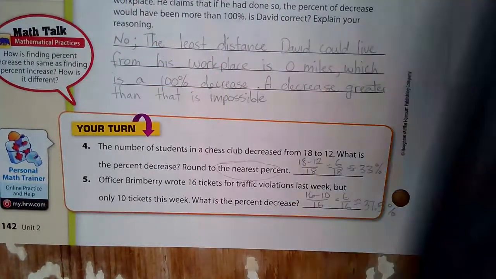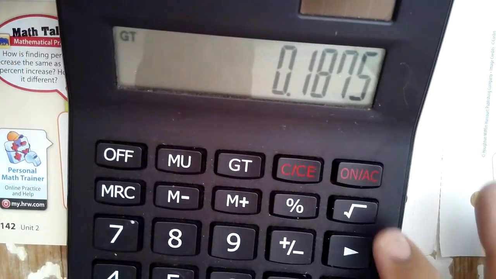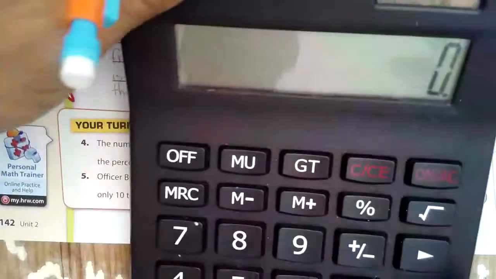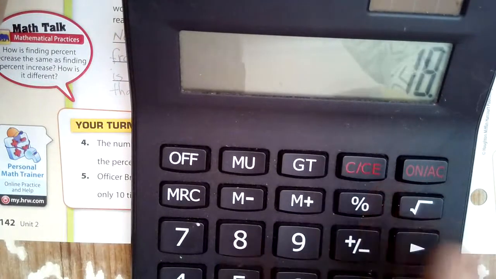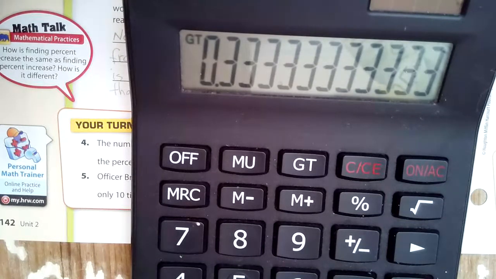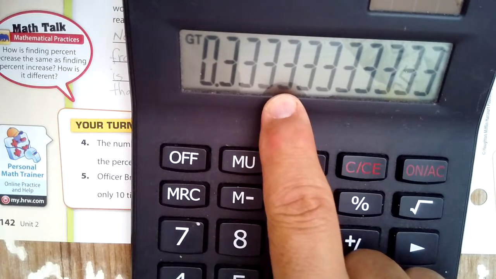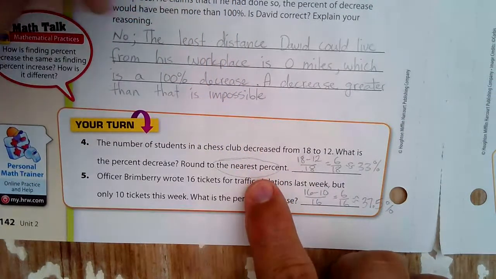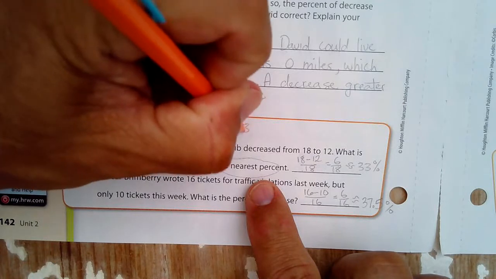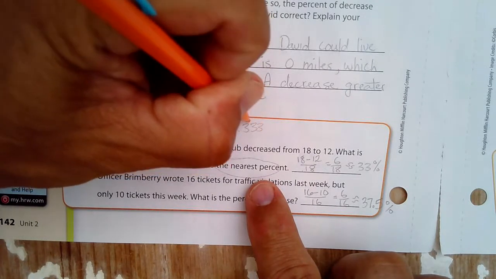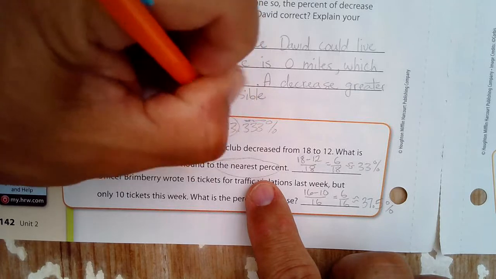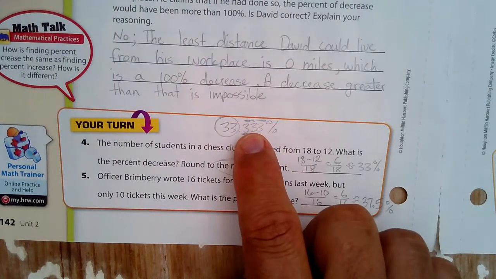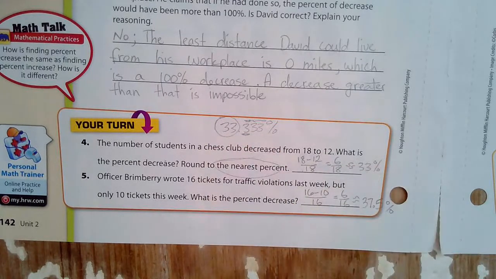If I have 6 divided by 18, if I do that, I get this, which is 33.3 repeating. But it says here, round to the nearest percent, which means the nearest whole number. We have 33.3 repeating, that's 3, 3, 3, and so on, percent, but we need to the nearest whole number. So we look at this number here, and that's 4 or less, so that stays the same at 33.